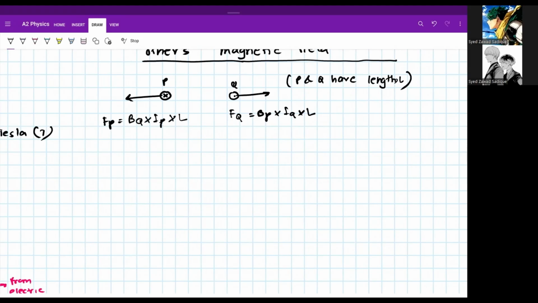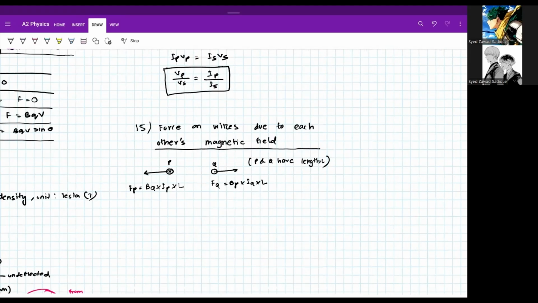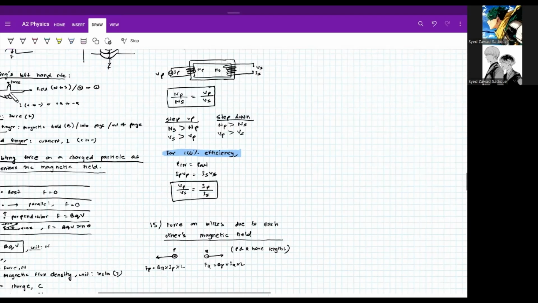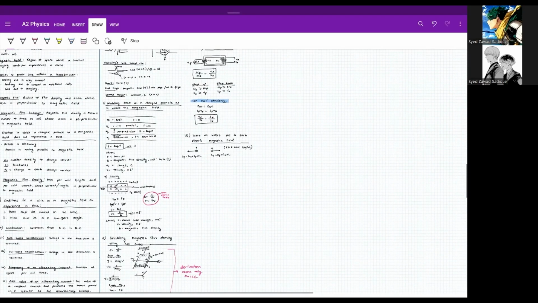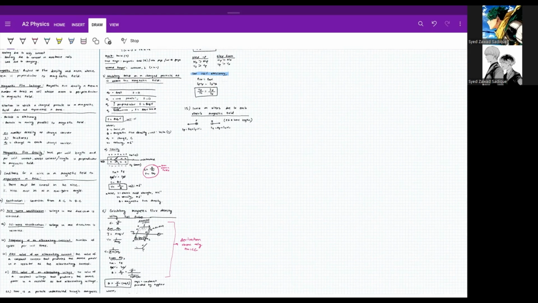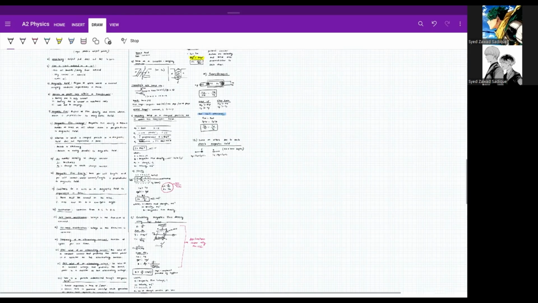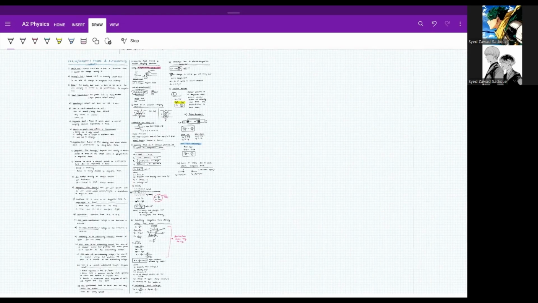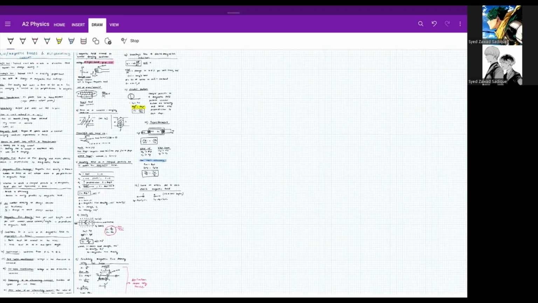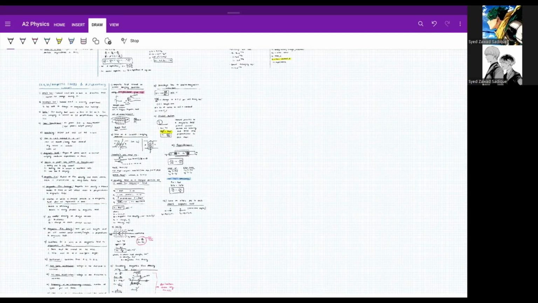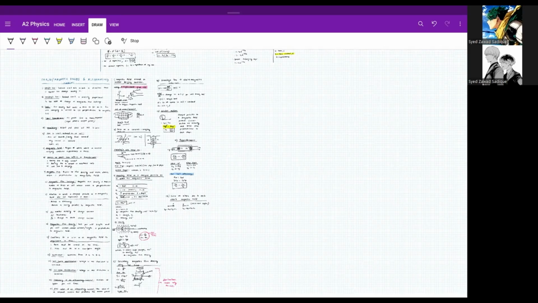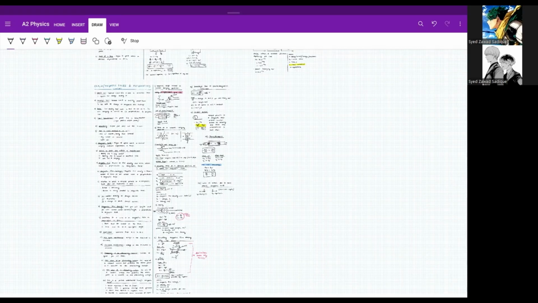Now, this is the final concept for magnetic field. So up till here is the final concept for magnetic field. Now, give me a minute to decide if I should continue with concept number 16 as it is, or should I make a separate column for alternating currents concept? I think I'll make a separate column.